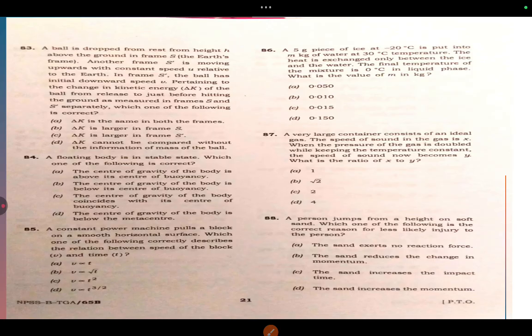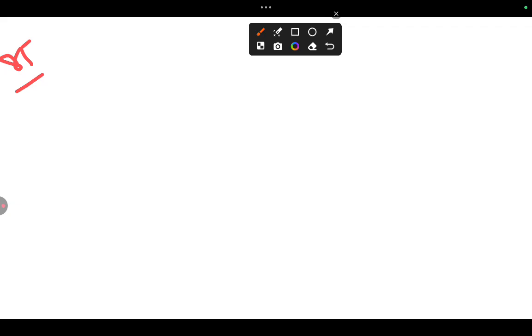Okay, question number 85. A constant power machine pulls a block on a smooth horizontal surface. Which one of the following correctly describes the relation between the speed of the block V and the time t? So question number 85 is about the power concept. What is power? Power P equals the rate of work, W by t, as we know very well.